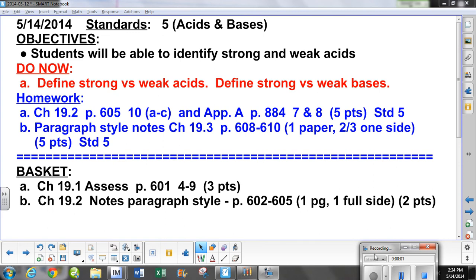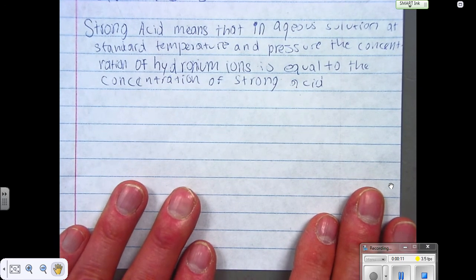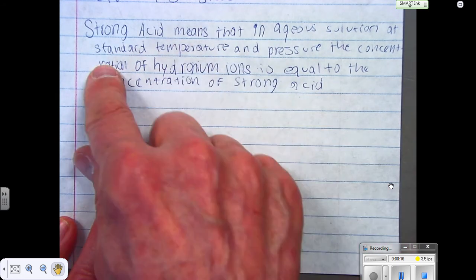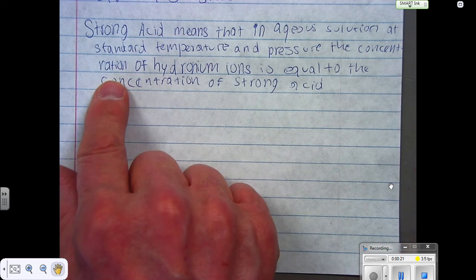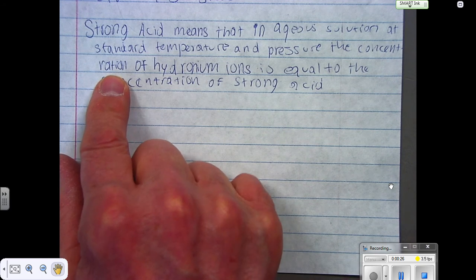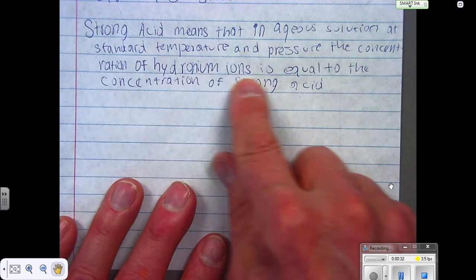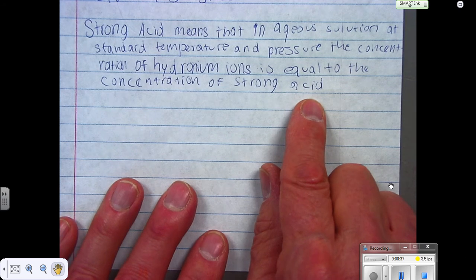Now is the do now, and we're going over to look at the first student's paper that has it. What we see is a definition probably off the internet. It says the strong acid means that in aqueous solution at standard temperature and pressure, see, there's a lot of stuff that we don't talk about that's really part of it, and that actually belongs there. But I certainly wouldn't take anything off for not having it. But the concentration of hydronium ions is equal to the concentration of the strong acid itself.